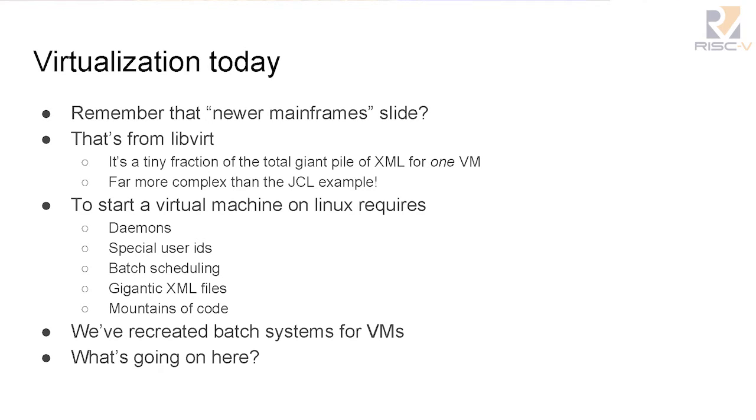Let's look at virtualization today. Remember that newer mainframe slide, the XML? That's actually from libvirt. And it's this tiny fraction, right? If I tried to fit the whole thing, it would have been mouse tracks. But there's this giant pile of XML that is there to define how you run a VM. It's a lot more complex than JCL. Time moves on and we get advanced new technologies, so we can have 1,000 lines of XML instead of 10 lines of JCL. And a lot of times when you're used in the UIs, there are daemons and special user IDs and batch scheduling and giant XML files and mountains of code. So to run a VM, we've recreated batch systems.